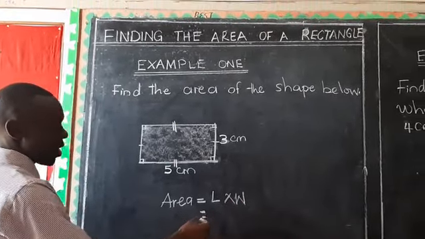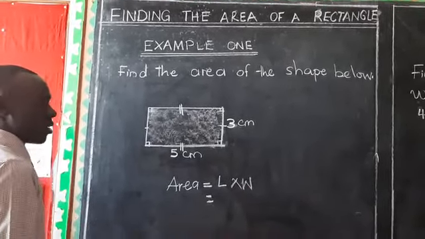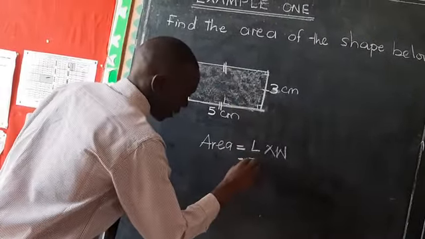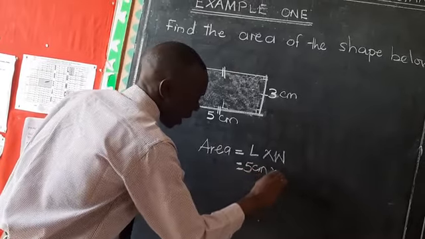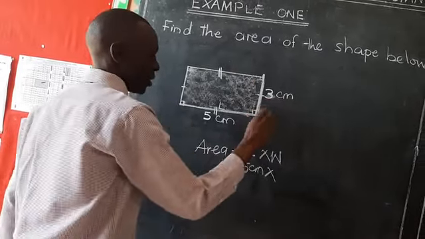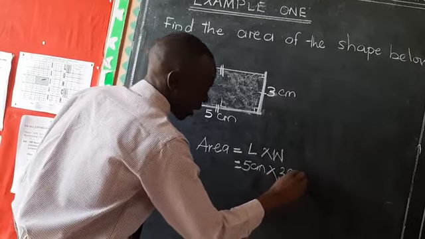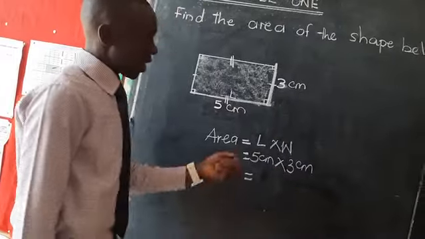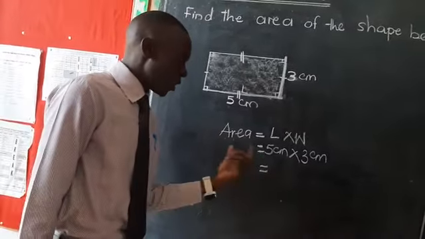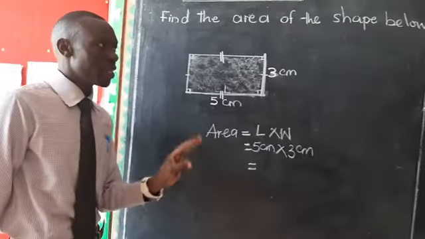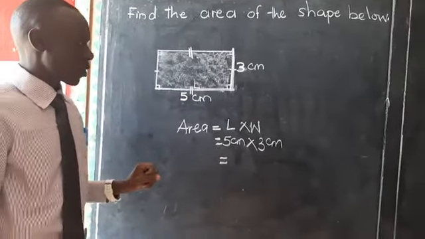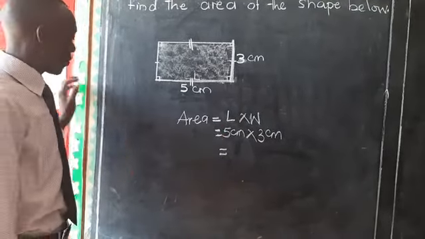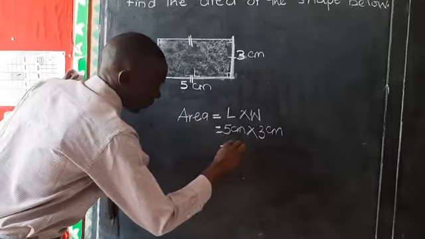The second step is representing the length. I told you it is 5 centimeters. Therefore, it is 5 centimeters times the width. The width is 3 centimeters. Therefore, you come and multiply. You can recite either table 5 or table 3. The two tables can give you the correct answer. If you recite table 3, you get 3 times 5, and 3 times 5 gives you 15.